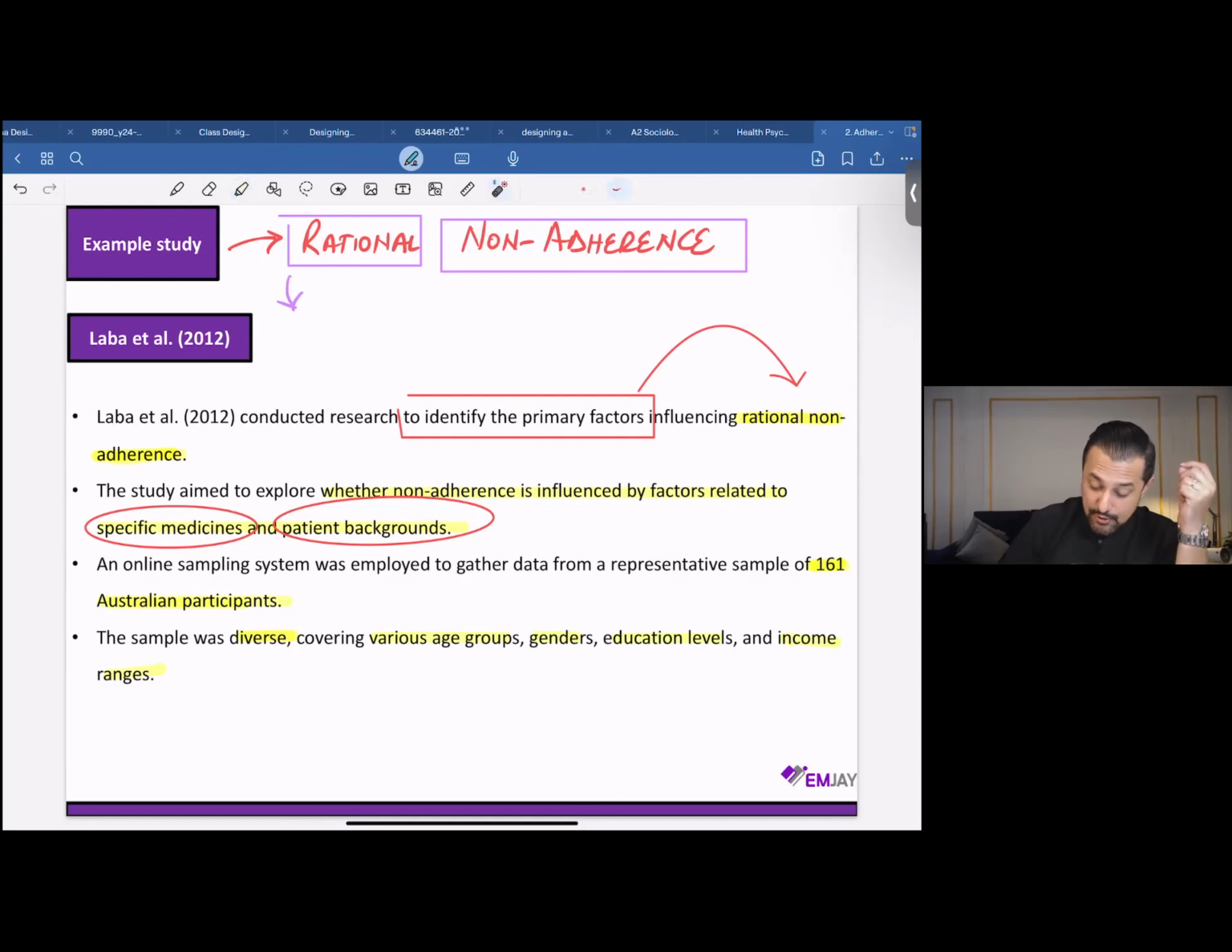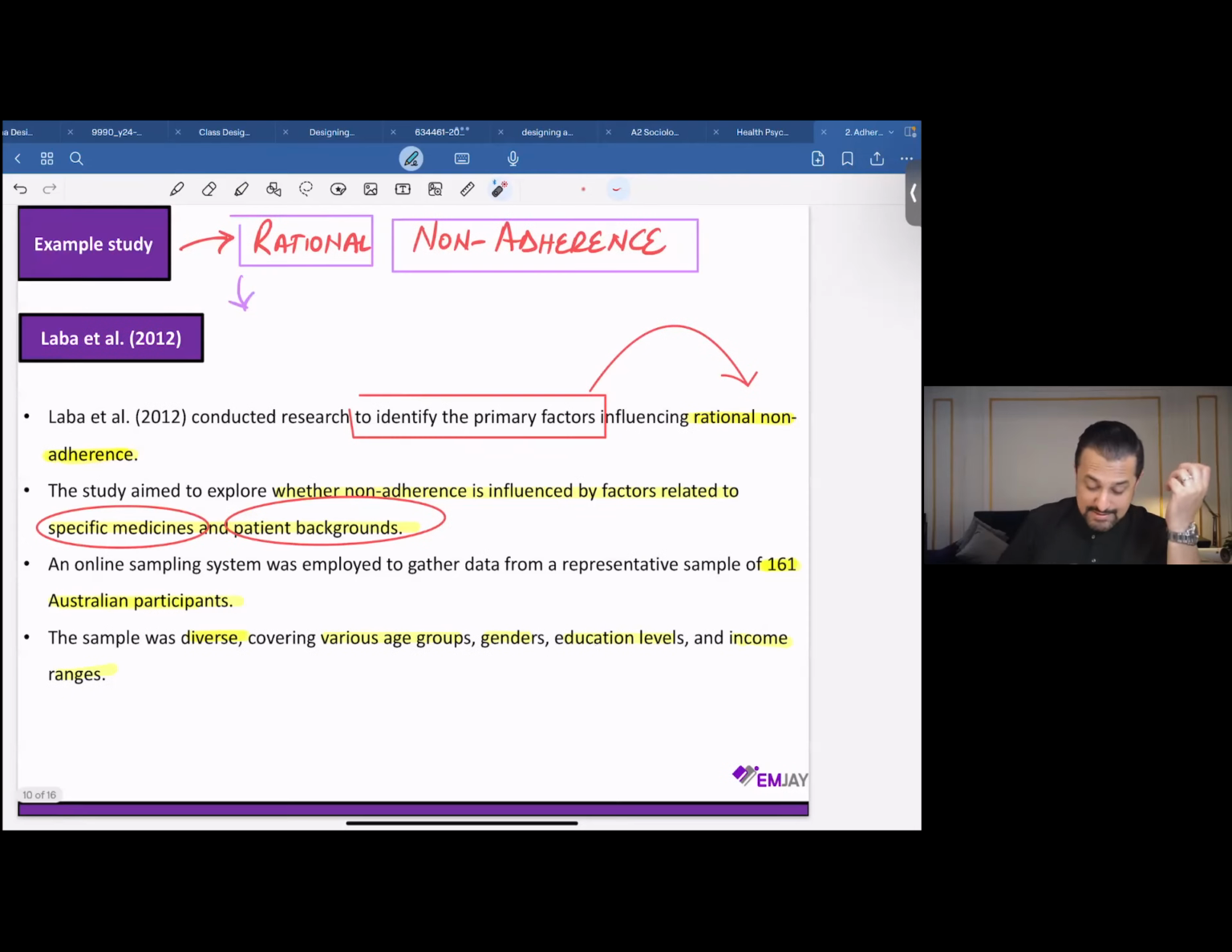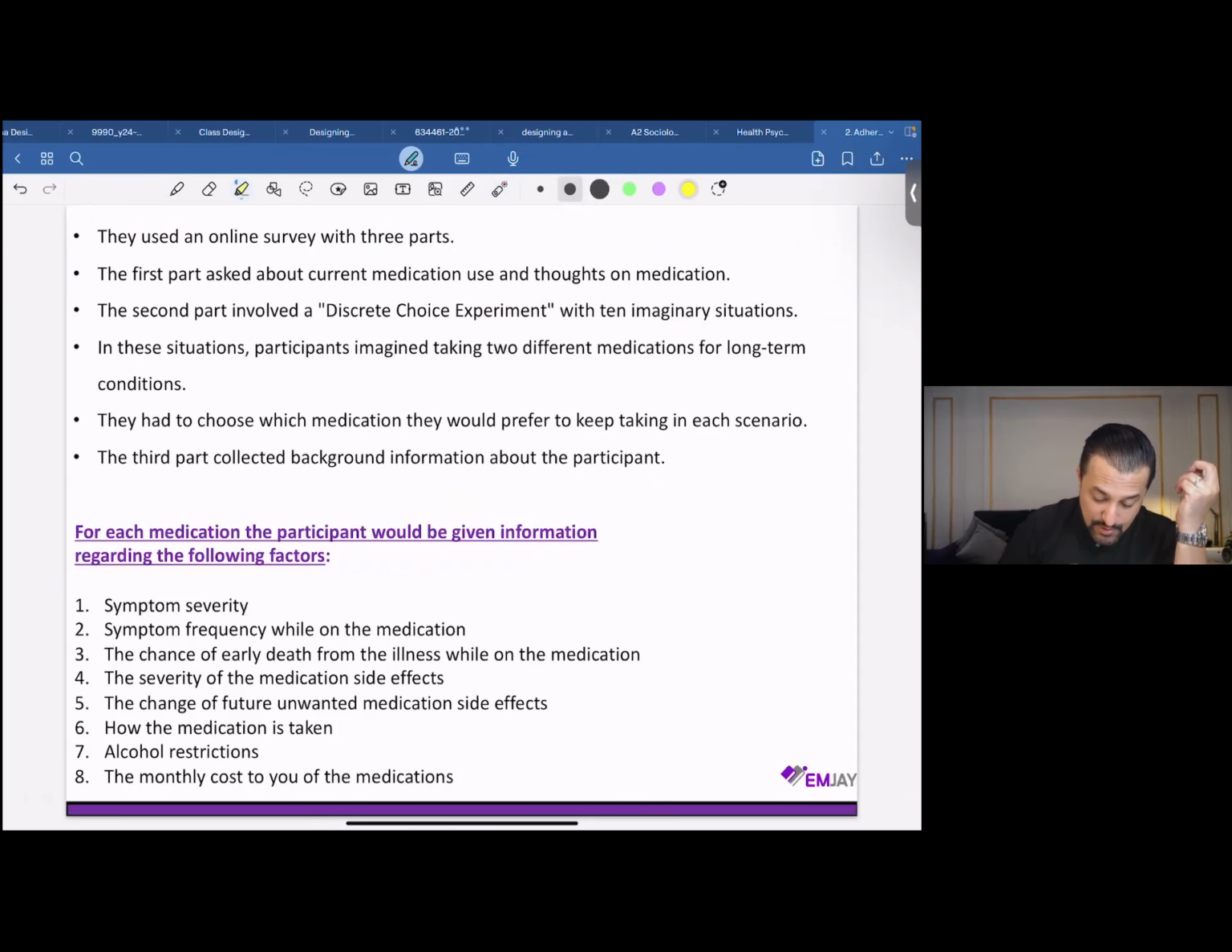Now, what is this study about? Again, Laba et al. were trying to identify primary factors that influence rational non-adherence. Taking this ahead, they used an online survey with three parts. This being the first part, this being the second part, and then we'd speak about the third part. The first part asked about the current medication use and thoughts on the medication. So the participants were asked what medications they were using currently and what their thoughts were about that medication, right? Do not miss this part as well.